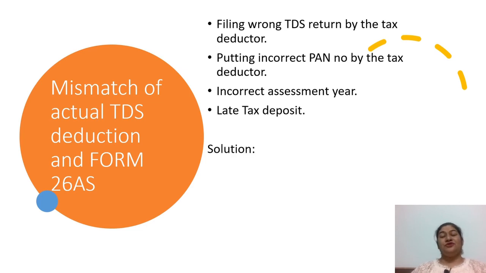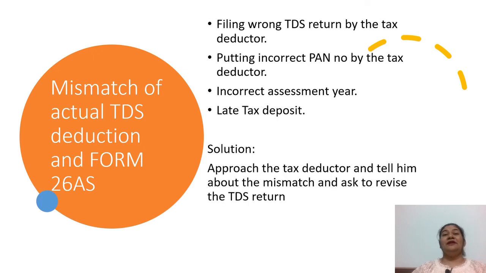So the solution for this is that when you find there is a mismatch, you approach the TDS deductor, whoever has deducted your taxes, against which TAN number or which deductor you find this mismatch, and inform him about it and ask him to revise the return. This is the easiest and most appropriate way to get your tax deduction information on 26AS corrected.